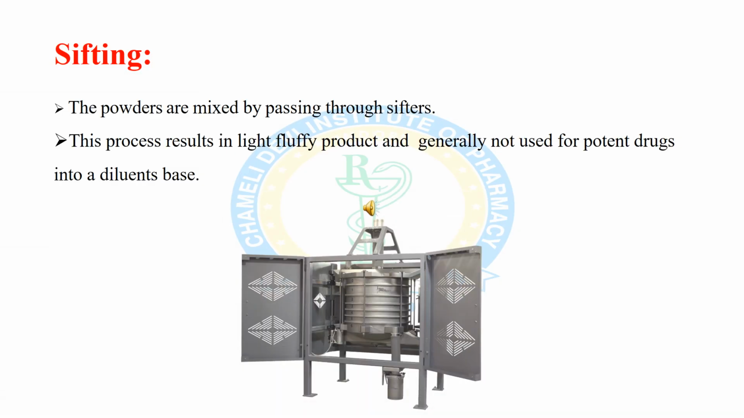Now the next method is sifting. The powders are mixed by passing through sifters. This process results in a light fluffy product and is generally not used for potent drugs in a diluent base. This method is used on an industrial scale and especially for fluffy products. This is the image of a sifter.